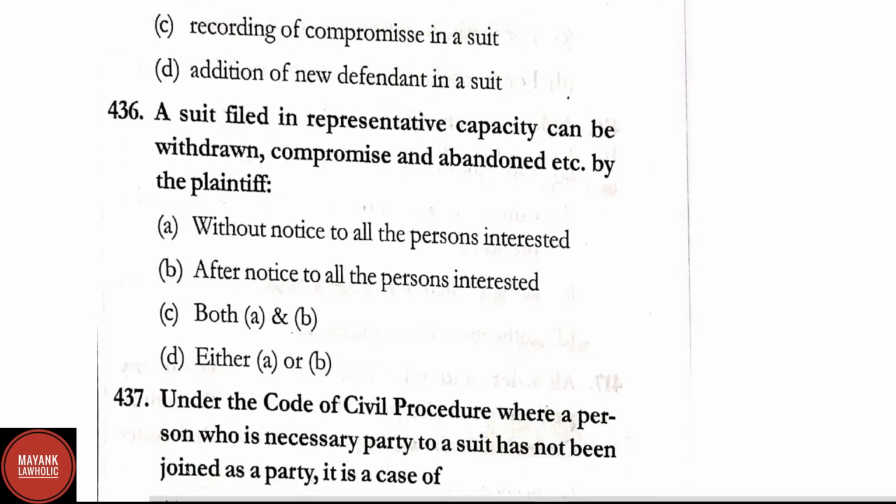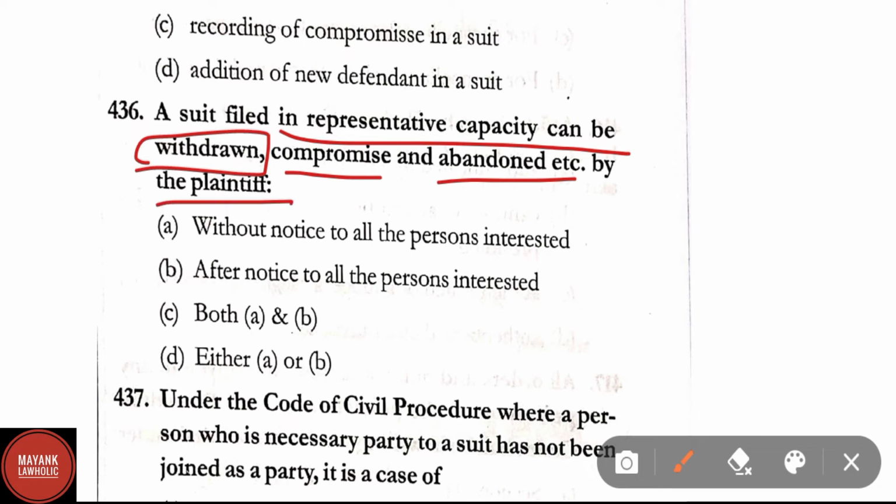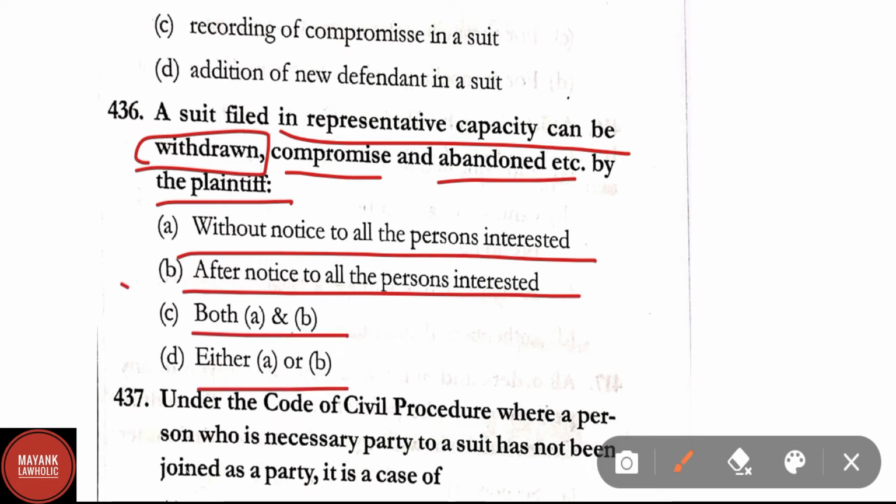Question number 436. A suit filed in representative capacity can be withdrawn, compromised and abandoned etc. by the plaintiff. Option A, without notice to all persons interested, after notice to all persons interested, both A and B, either A or B. Here correct answer is option B, that is after notice to all the persons interested.